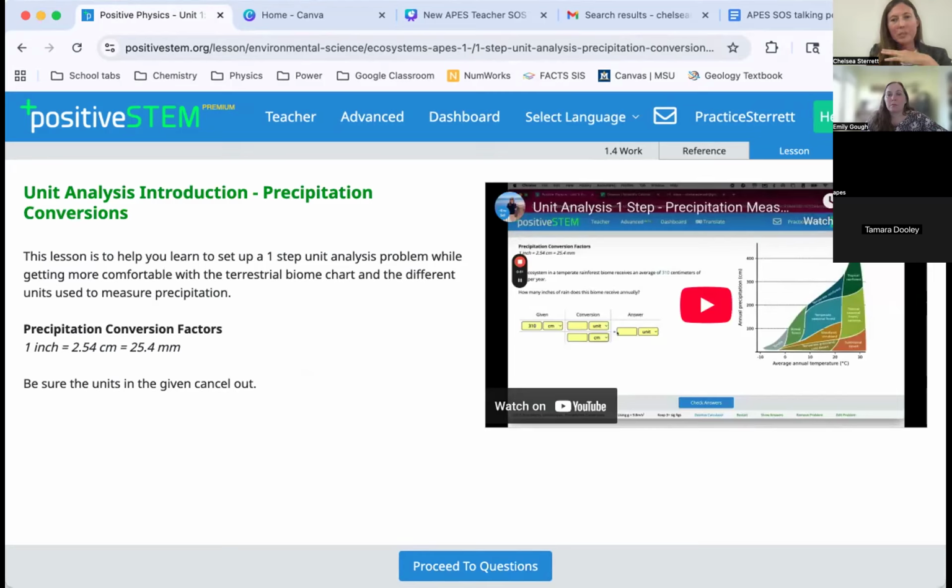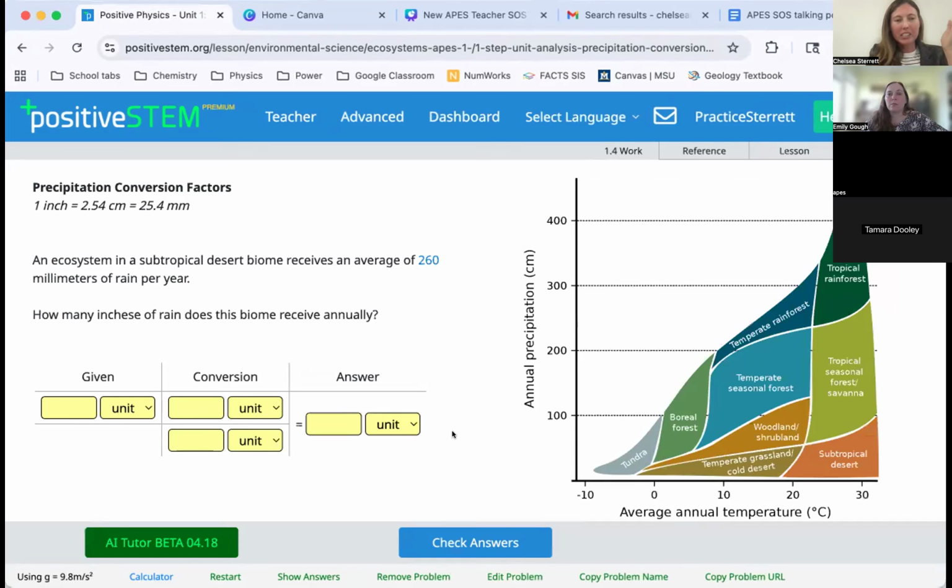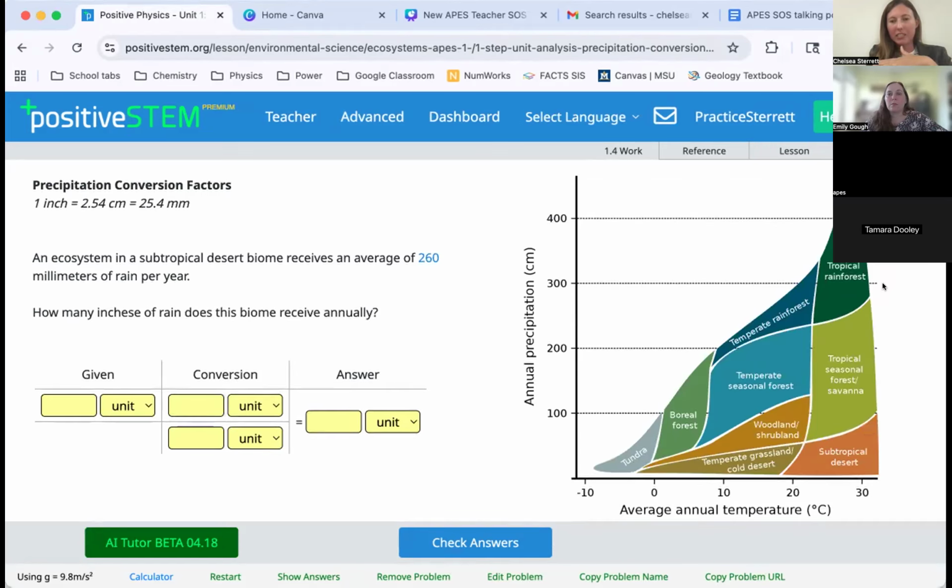I think it's important to help kids start wherever they're at. And so this is probably a little easier than what they would have to do on the exam in May, but just to help them work up to it. So these are in the context of precipitation and looking at the biome chart and getting familiar with the names of the biomes. So they're kind of interacting with content at the same time that they're practicing the math. And then it'll give them a problem like this.